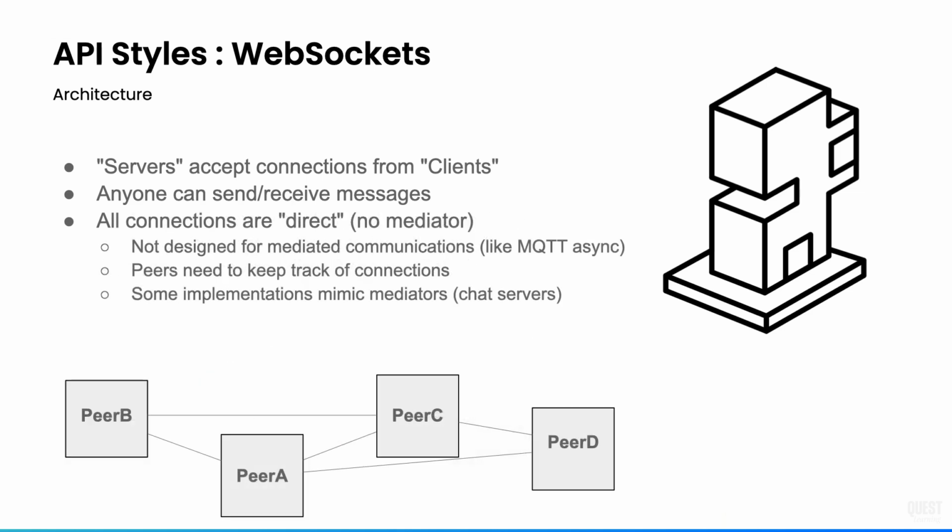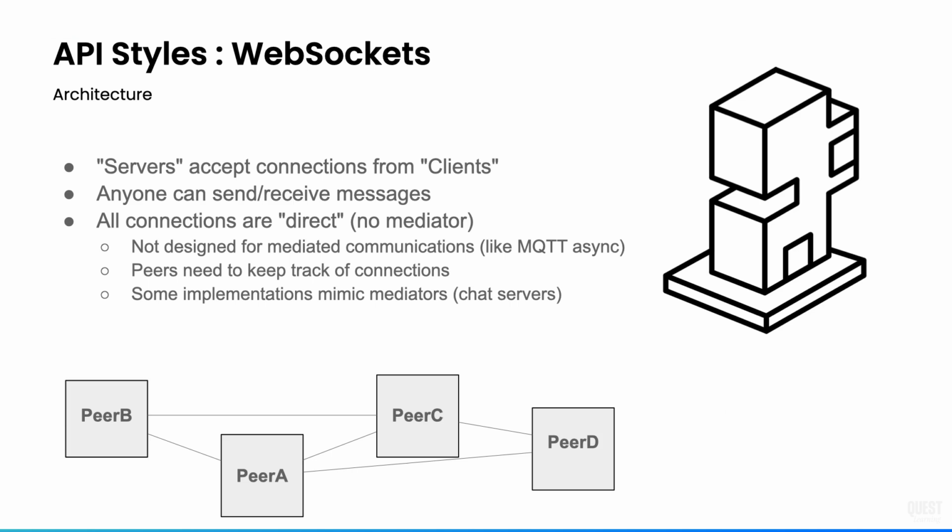And again, all connections are direct. There is no mediator. It's not designed for communications with a central server like MQTT async is. Peers need to keep track of their own connections. Now, it's built into almost all the libraries to be able to do this relatively easily, but it's your job to do that work. Now, some implementations do mimic mediators. In other words, everybody connects to a chat server, but that's just because of the way it's implemented.